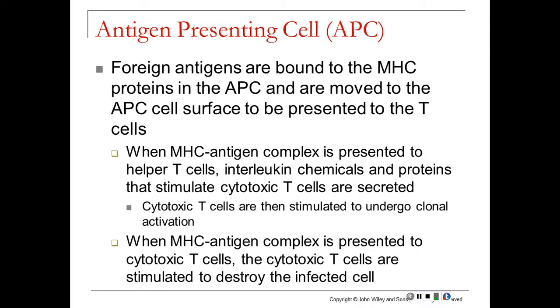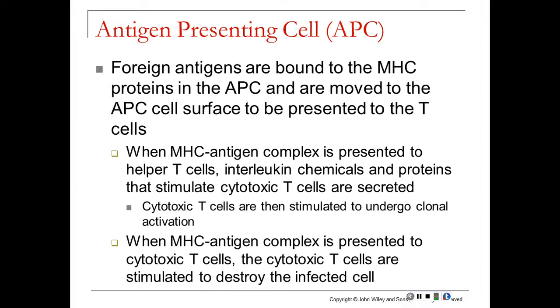So foreign antigens then become bound to the MHC proteins on the antigen-presenting cell, and they're moved and presented to the T cells. When that MHC antigen complex is presented to the T cells, special chemicals and proteins stimulate that cytotoxic T cell. And that's when that cytotoxic T cell undergoes what's called clonal activation, which is when it will secrete those memory cells so that it can remember this antigen for the future. When that MHC antigen complex is presented to the T cells, those T cells will then destroy that MHC cell.